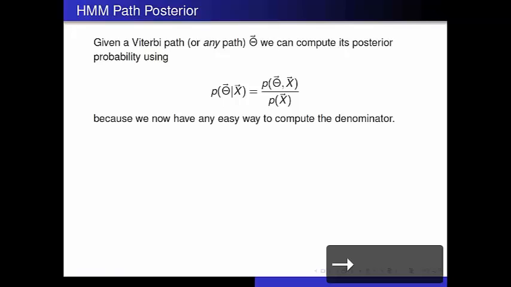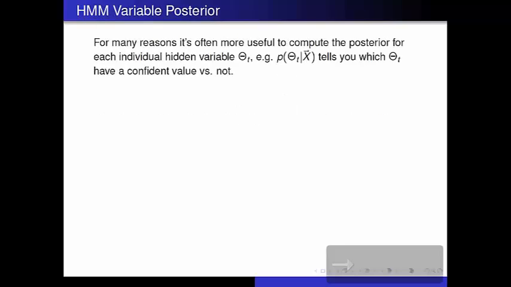Okay, so we've basically already solved this. And now we get to the second problem of wanting to get the posterior probability for a specific variable theta t given the complete observation sequence.